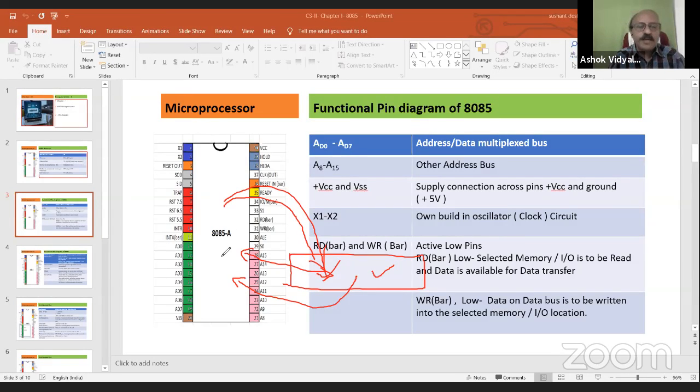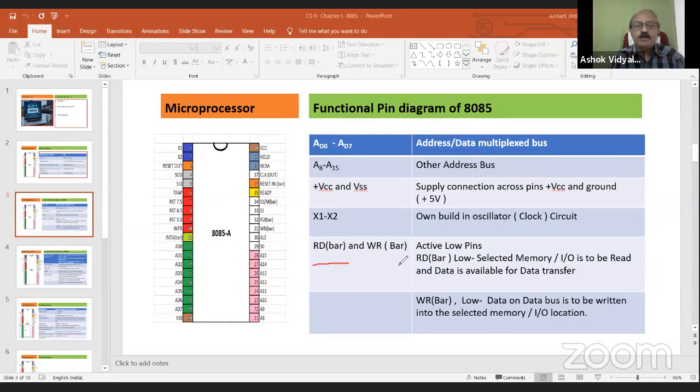Now, whether to read that particular data or whether to write into that particular memory, that will be given by this particular option. And which operation this microprocessor is going to do is given by RD bar and WR bar. Remember, RD bar. So if you say only RD, there is a complement above this. So if RD is 0, the complement of 0 is 1.